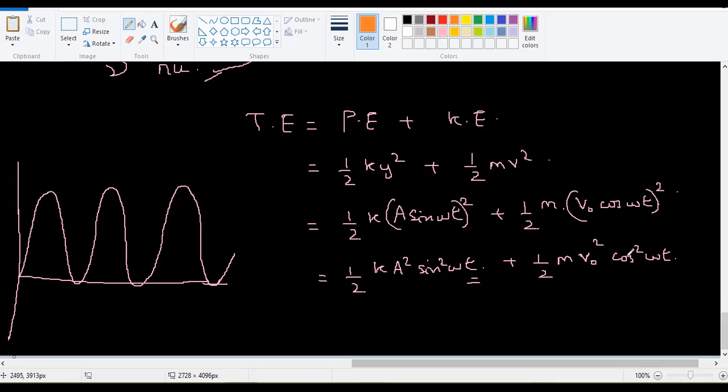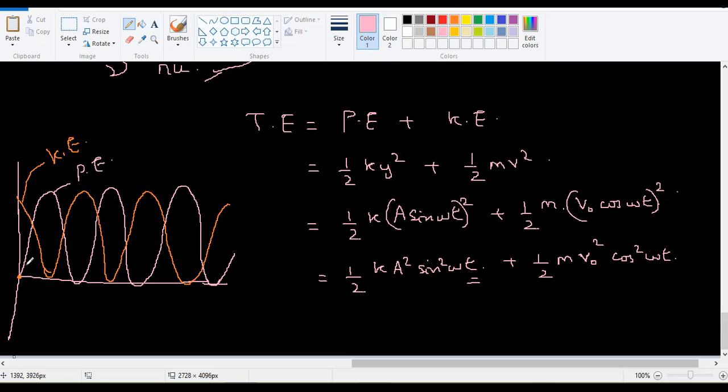Coming back to kinetic energy, look at this. At the mean position, the kinetic energy will be maximum. So that means it will be starting somewhere from here. So this is your kinetic energy. This is your potential energy. Why? Because for sine you have to start from 0. For cos you have to start from the maximum point. So cos squared will also become a curve like this, which means everything will be positive. So you will not have anything below the mean position.